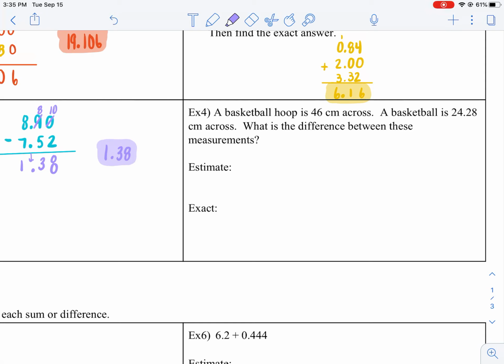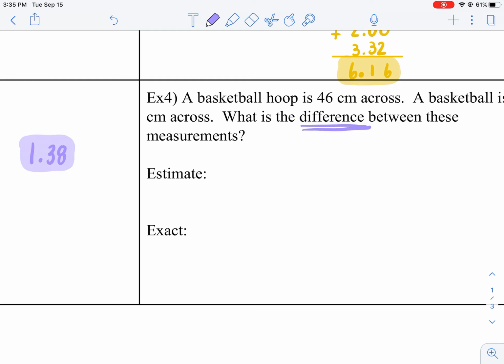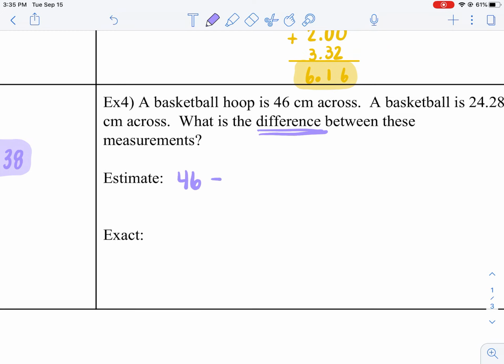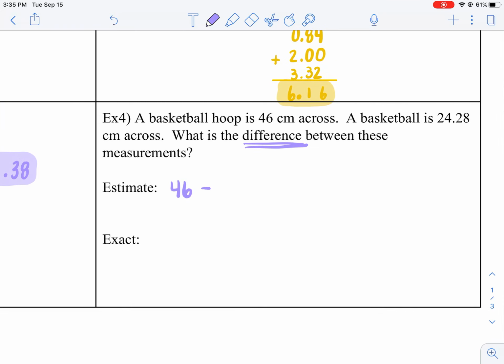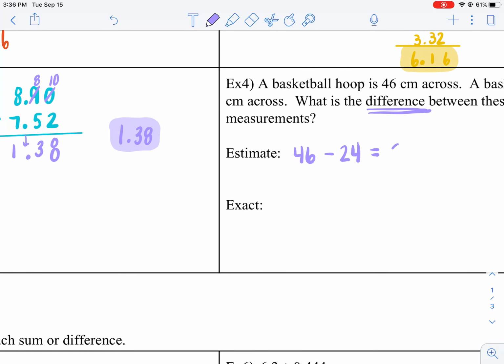A basketball hoop is 46 centimeters across. A basketball is 24.28 centimeters across. What is the difference between those measurements? Now this is where we see that fancy word, difference. And difference, as we said before, means subtraction. So let's estimate. If we have the basketball hoop, which is 46, and we're finding the difference, well, we got a crazy number for the basketball. So let's take that number and estimate it real quick. 24.28 rounds to 24. So our estimated answer is 22.